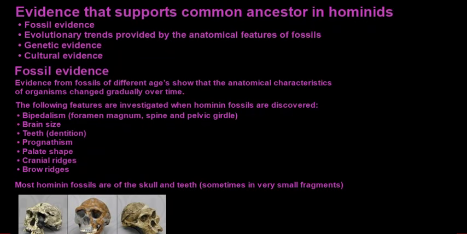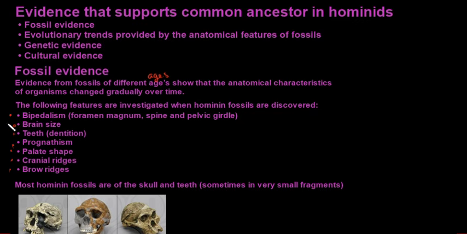Now we're going to move on to the evidence that supports a common ancestor in hominids. So we're going to be looking at fossil evidence, the evolutionary trends provided by the anatomical features of the fossils, and then genetic evidence and cultural evidence. Evidence from fossils of different ages shows that the anatomical characteristics of organisms changed gradually over time. And the features that we looked at are bipedalism, brain size, teeth, prognathism, palate shape, cranial ridges, and brow ridges.